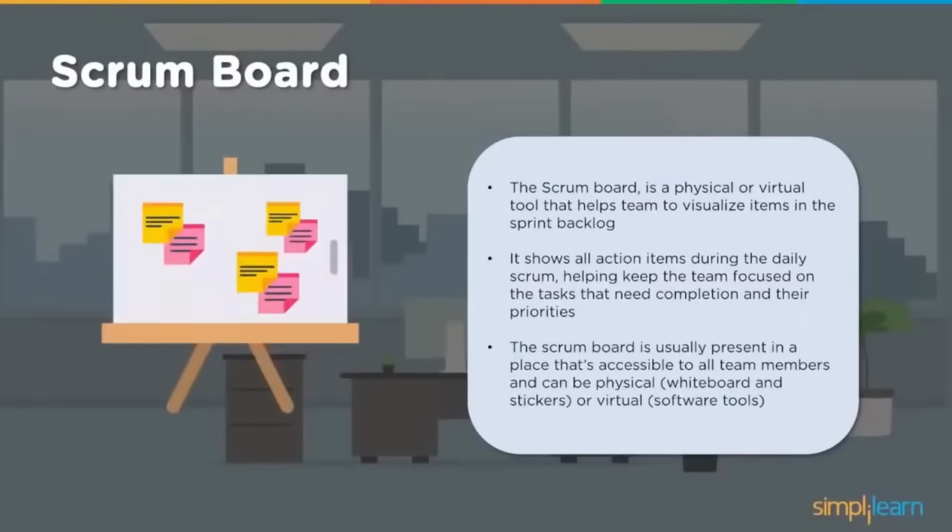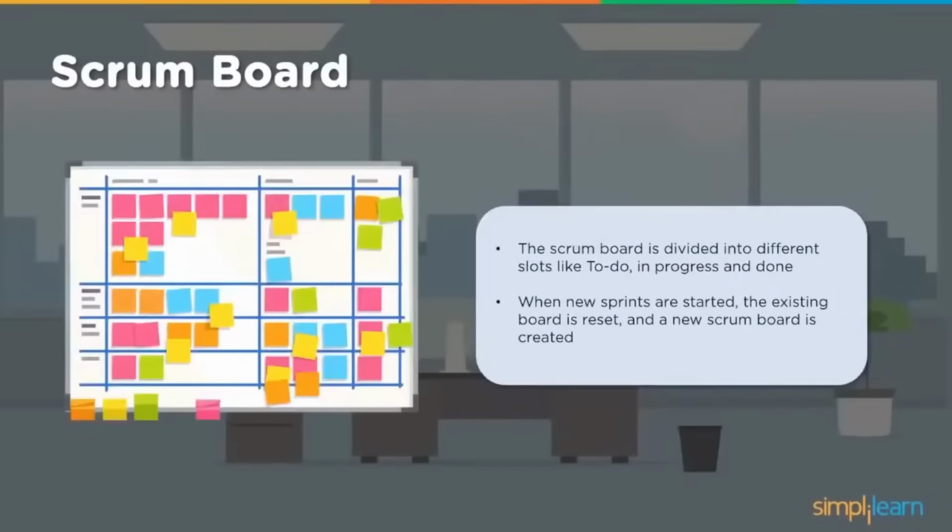The Scrum board is usually placed in a location that's accessible to all team members. It is a visual board, right? It can be physical, a whiteboard and stickers, or virtual software tools which can be displayed on the screen. The Scrum board is divided into different slots like to do, in progress and done. When new sprints are started, the existing board is reset and a new Scrum board is created.